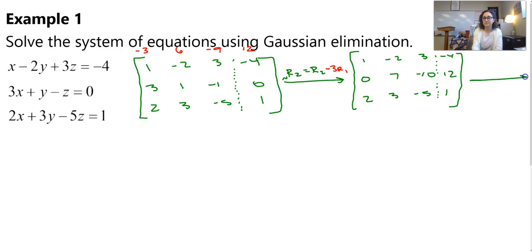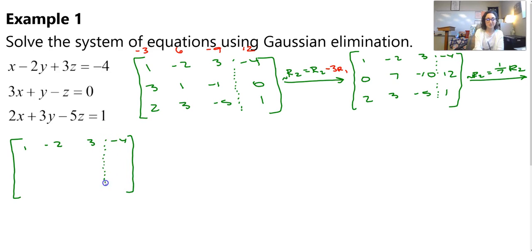So here's what I'm going to do. Keeping row 1, keeping row 3 for now, my new row 2 is going to be 1/7 times my old row 2. Let's see if this will work for us, okay? So come over here, keeping row 1: 1, -2, 3, -4. Now I'm changing row 2. I'm just multiplying everything by 1/7.